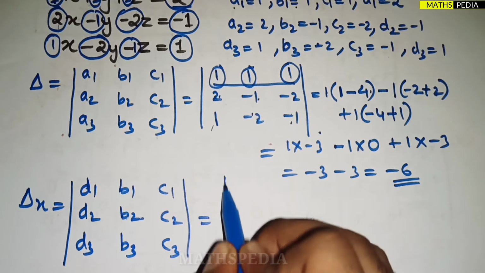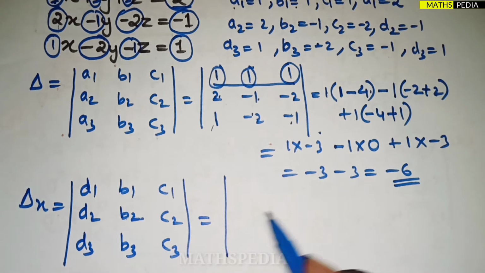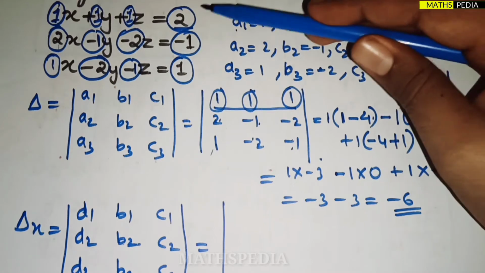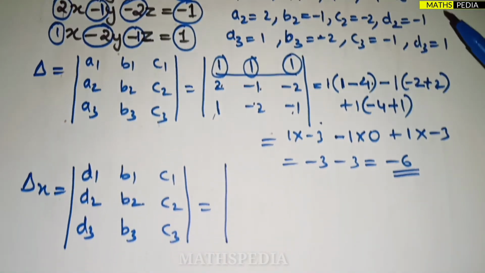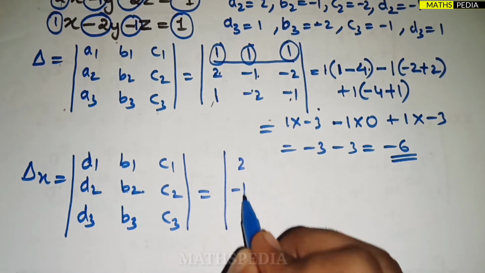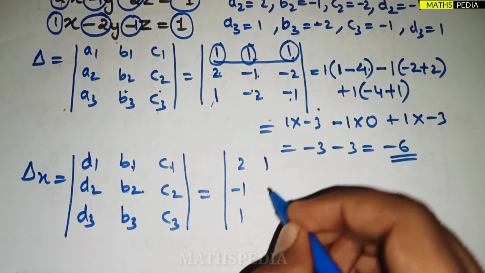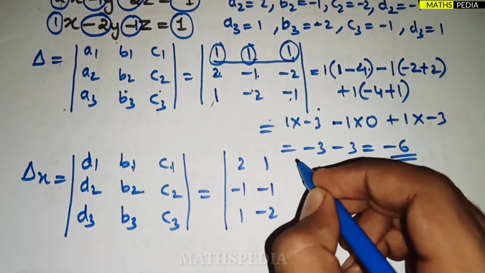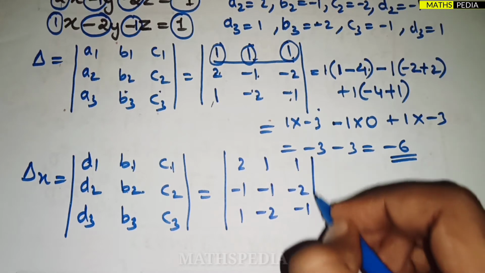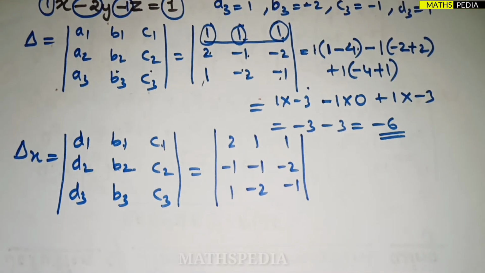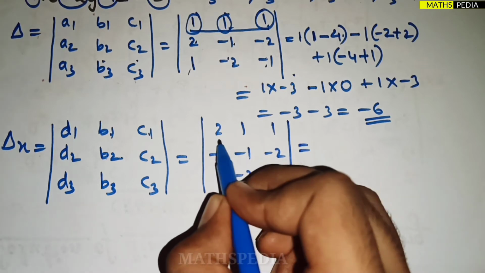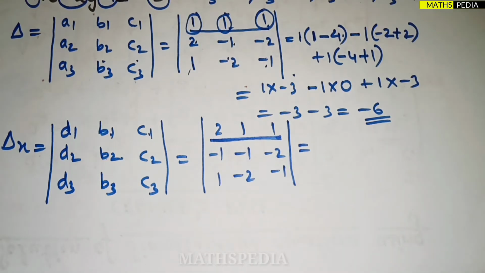So putting all this, d1, d2, d3 we know it is, you can see over here, 2 minus 1 1. Then the second row is the same as this, so just place it over here: 1 minus 1 minus 2, then 1 minus 2 minus 1, again the same thing. Okay, you have to expand. I'll expand through the first row.